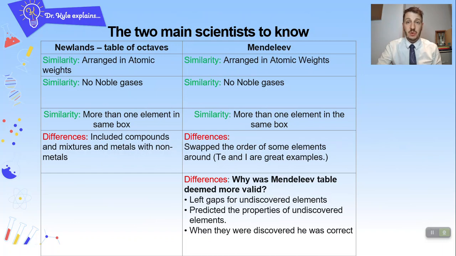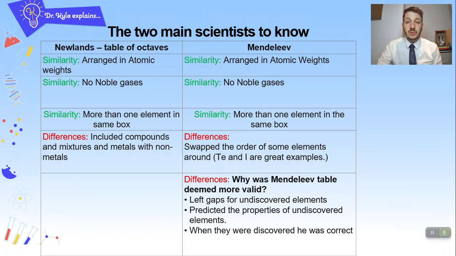Both of them also left out the noble gases. Now the noble gases are unreactive, and scientists in general had not yet discovered any of the noble gases because they are so unreactive, and so neither Dmitry or John knew to include them within their table.